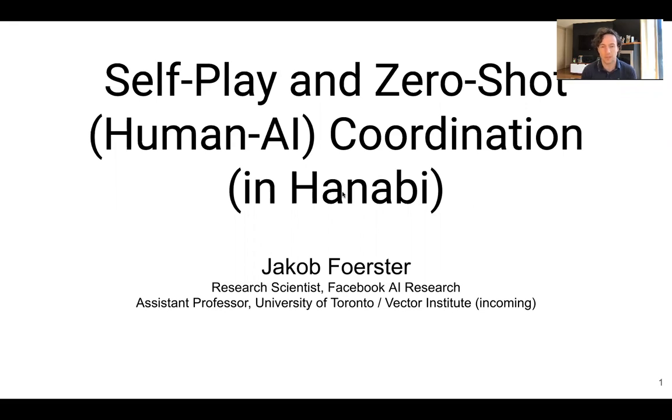partially observable, fully cooperative systems. And by the way, I should mention, I'm a research scientist at Facebook AI Research, and I'm due to start as an assistant professor at the University of Toronto Vector Institute this fall.